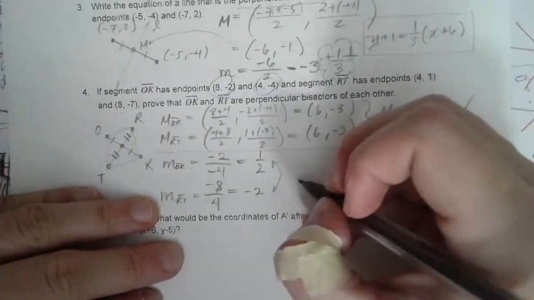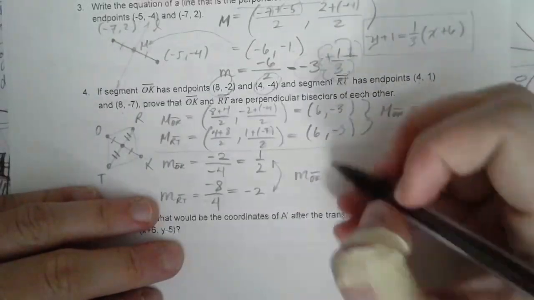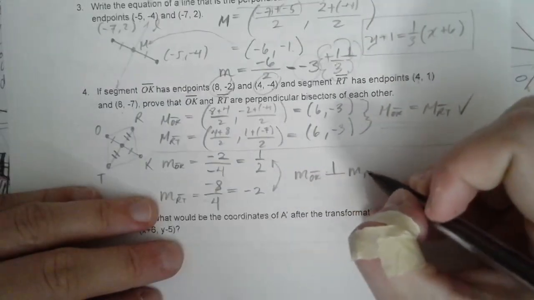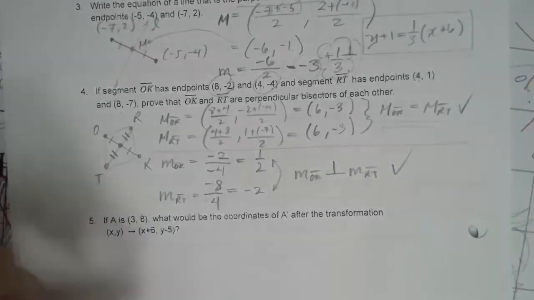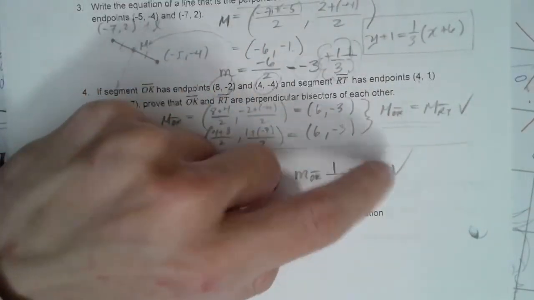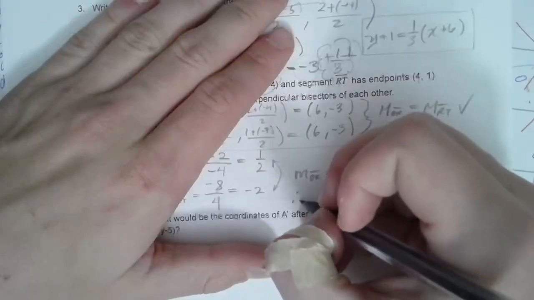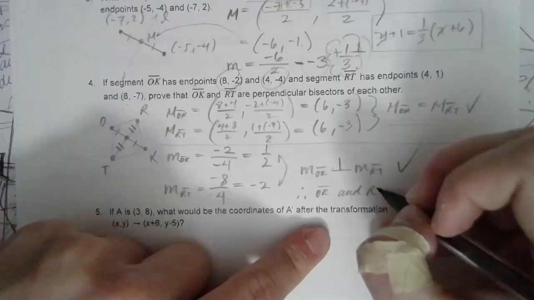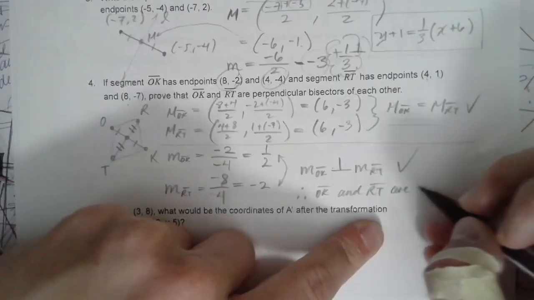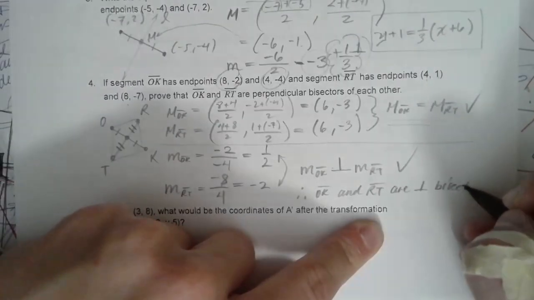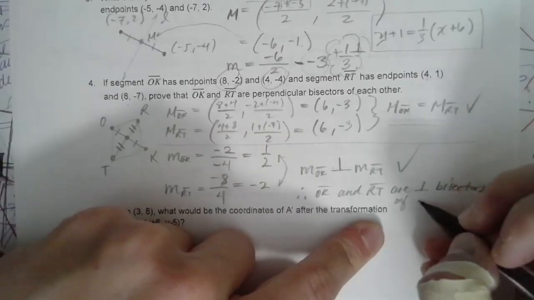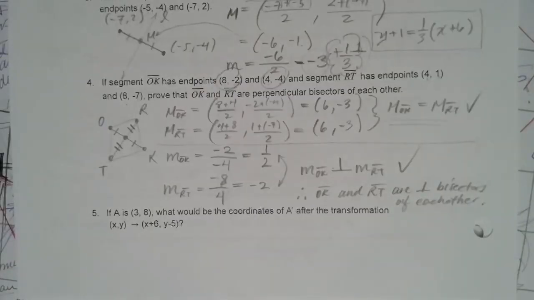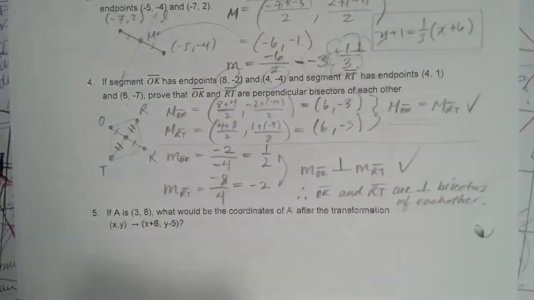So I'm going to write, therefore, the slope of OK is perpendicular to the slope of RT. So we've shown they're bisectors. We've shown they're perpendicular. Therefore, OK and RT are perpendicular bisectors of each other. Very nice. Look at that. And there's my little statement. But that's how you know we've proven it.